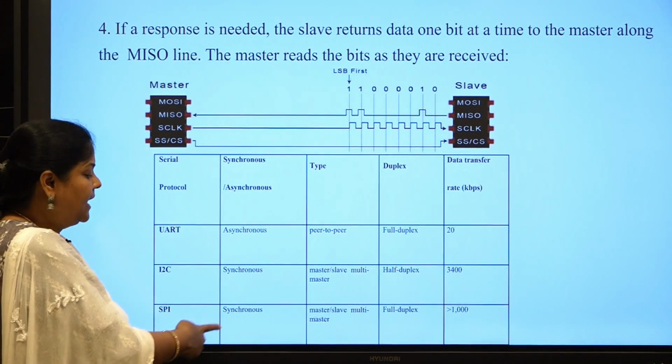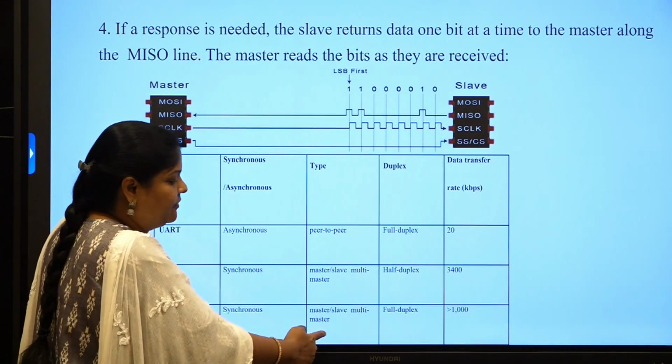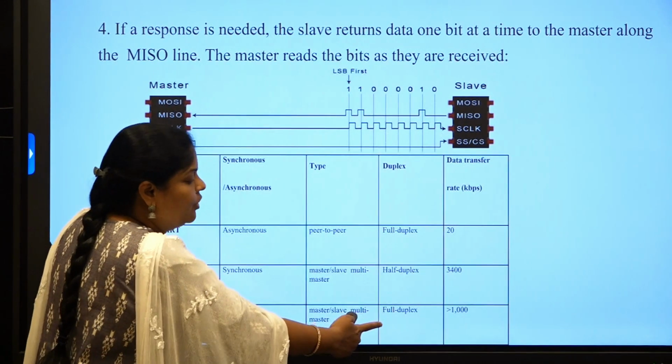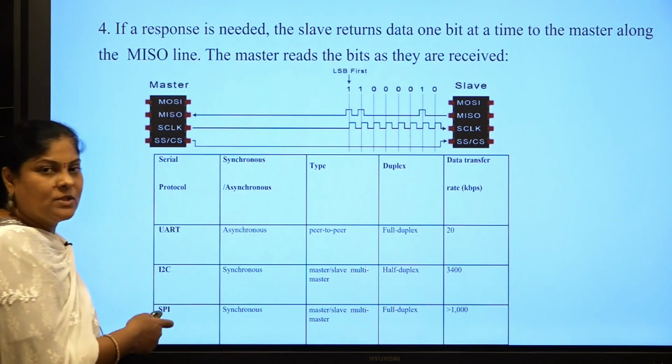Next, SPI is also a synchronous type and the relationship is master slave. It also supports full duplex and the data transfer rate is greater than 1000 kbps.